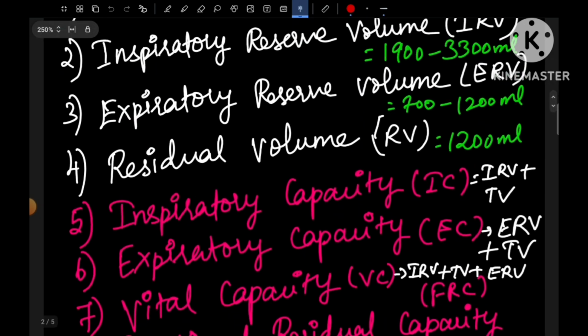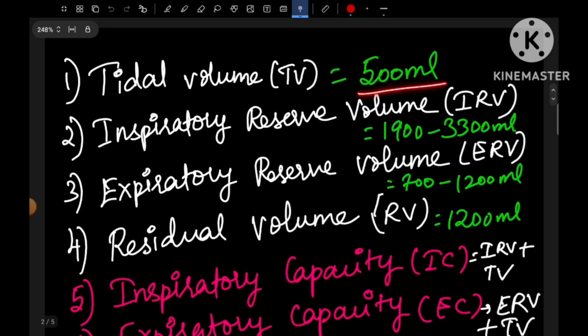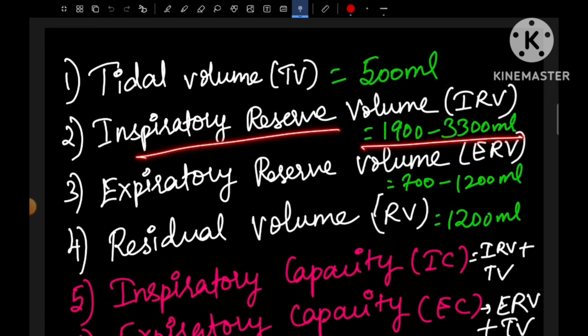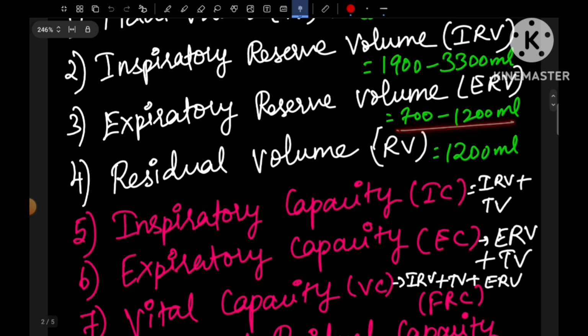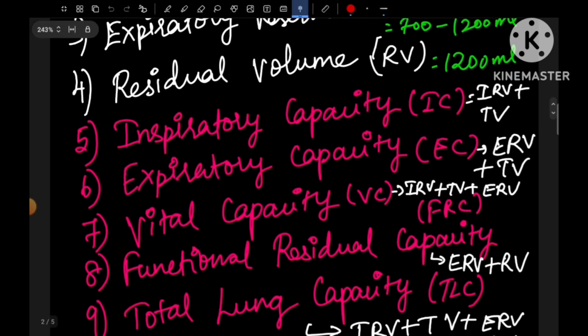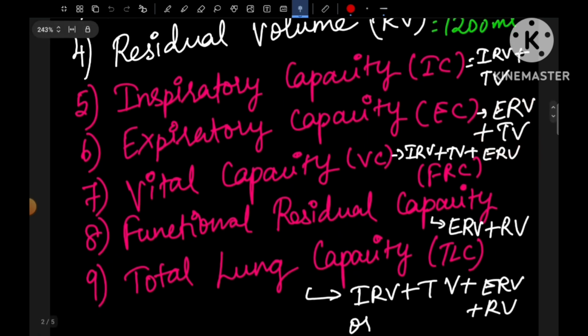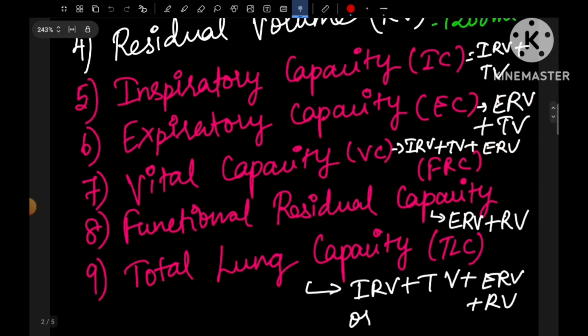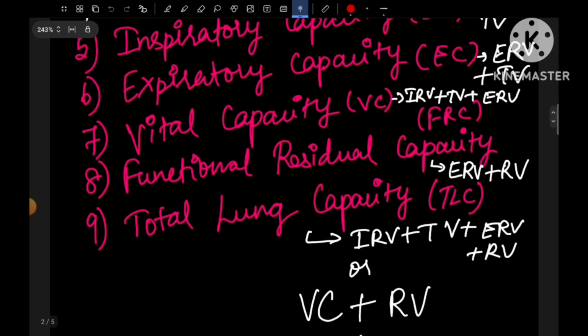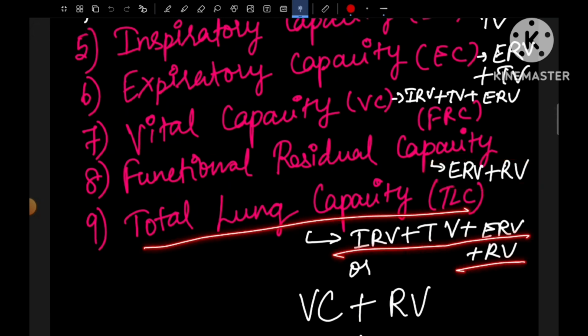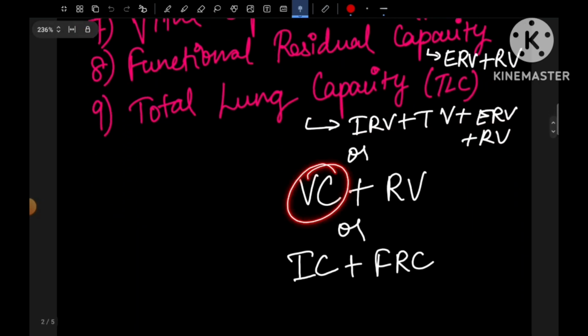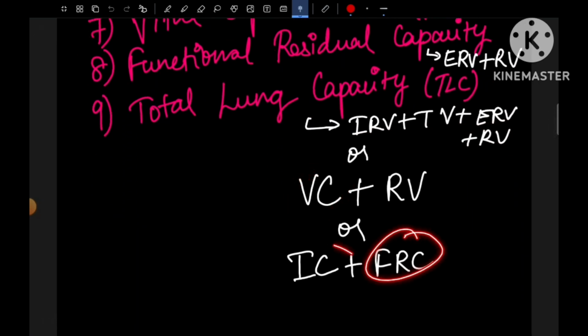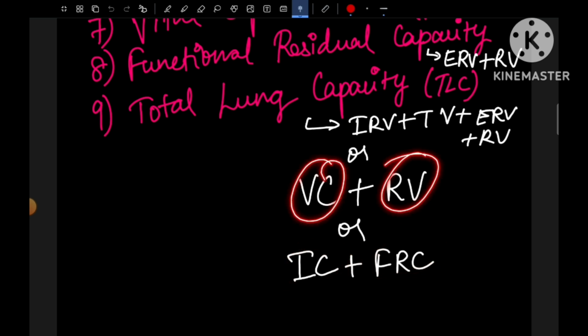Okay, guys. Next, tidal volume is approximately 500 ml. Inspiratory reserve volume 1900 to 3300 ml. Expiratory reserve volume 700 to 1200 ml. Residual volume 1200 ml. Now the formulas: IRV plus TV is IC, that is inspiratory capacity. ERV plus TV is expiratory capacity. Vital capacity is IRV plus TV plus ERV. Next, functional residual capacity is ERV plus RV. Next, total lung capacity is IRV plus TV plus ERV plus RV, or you can say it as functional residual capacity plus inspiratory capacity, or vital capacity plus residual volume.